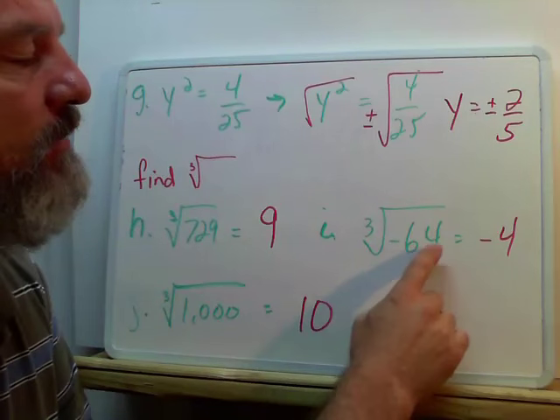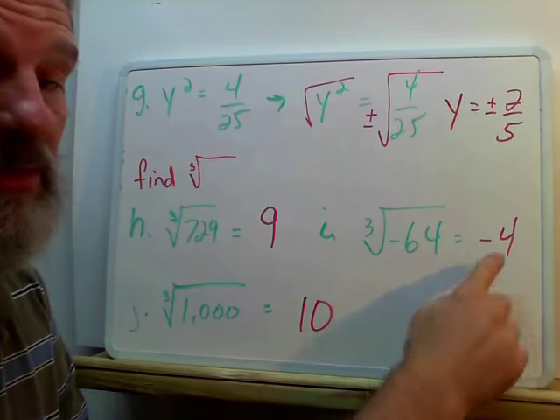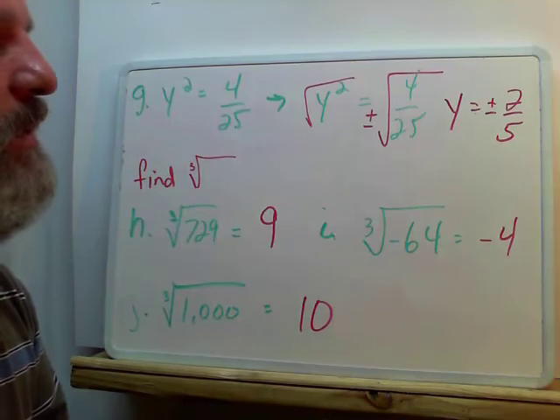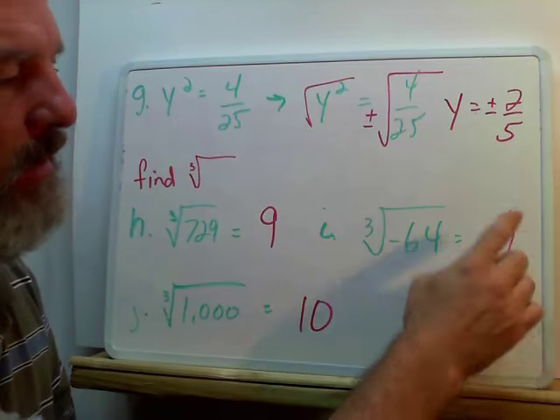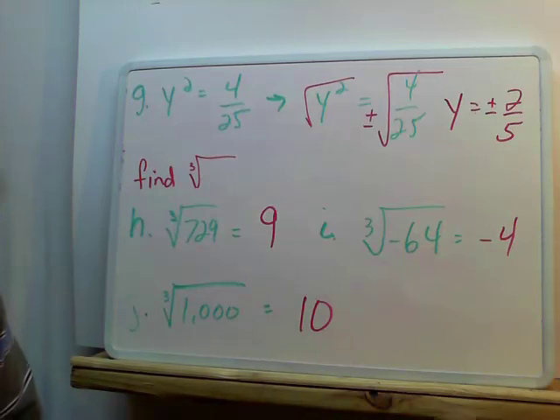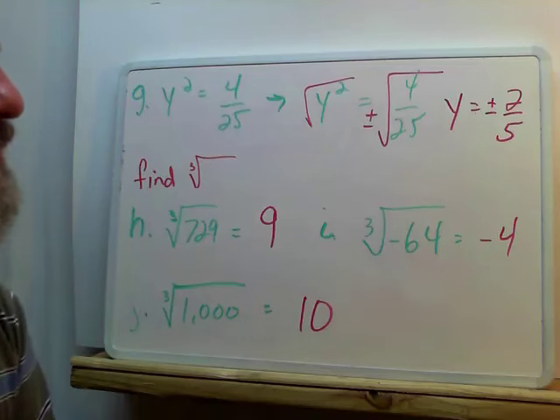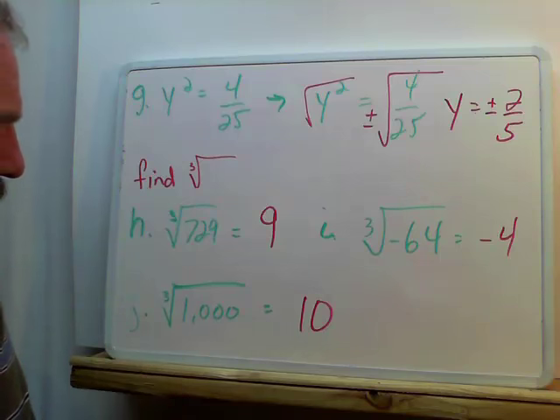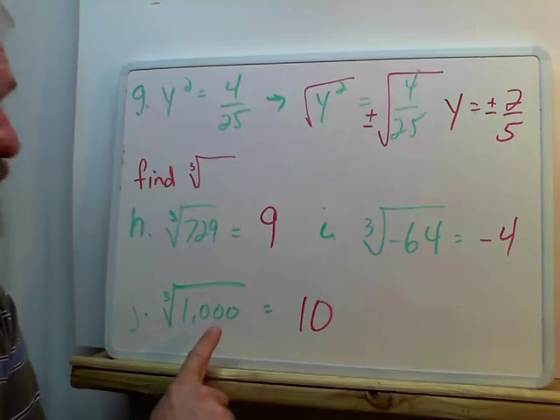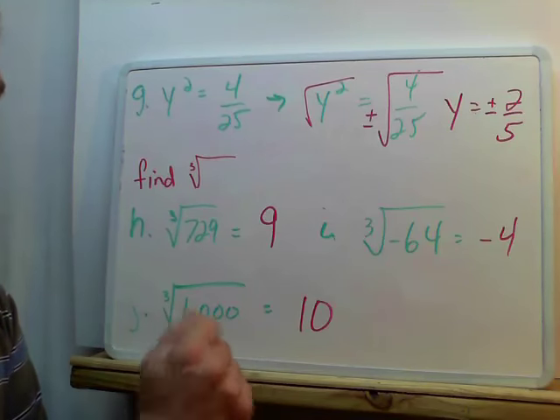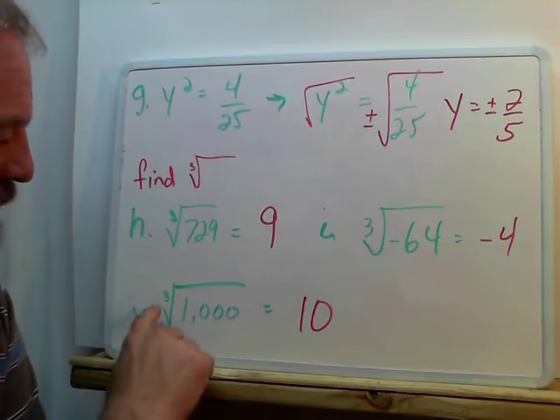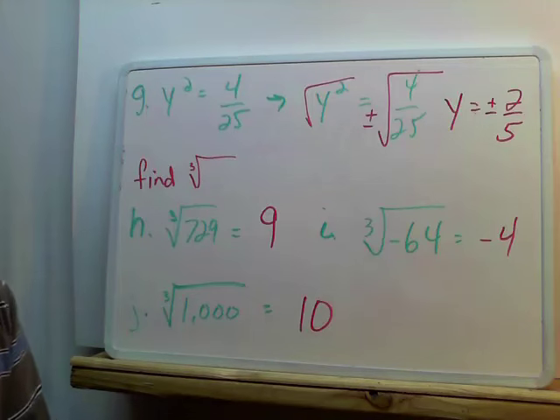Cubic root of negative 64. First of all, we're going to have a negative answer. A negative times a negative times a negative, 3 times, will give you a negative number. And 4 times 4 times 4 is 64. So negative 4 would be the cube root of negative 64. And letter J, you should see this right away as having 3 zeros, so 10 times 10 times 10 gives you 1,000. So the cube root of 1,000 is 10.